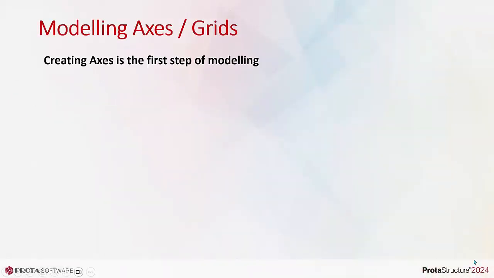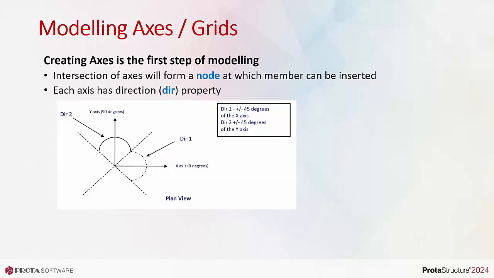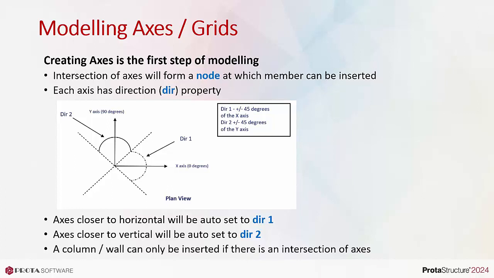Creating axes is the first step of modeling. Intersection of axes will form a node or joint at which member can be inserted. Each axis has direction, dir, property. Axis closer to horizontal will be auto-set to direction 1. Axis closer to vertical will be auto-set to direction 2. A column or wall can only be inserted if there is an intersection of axes.